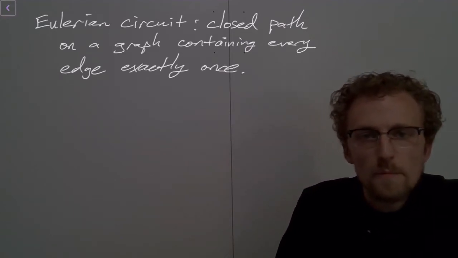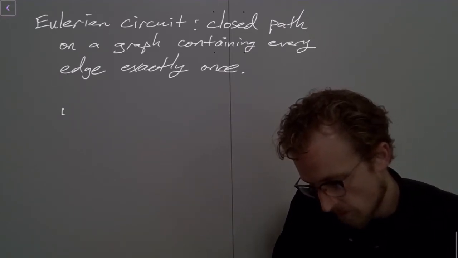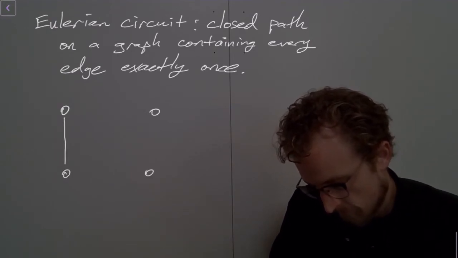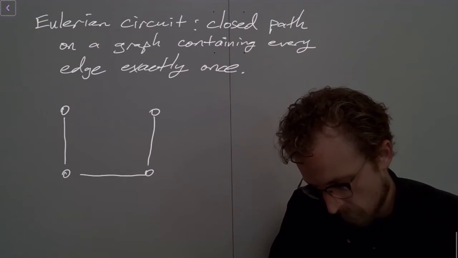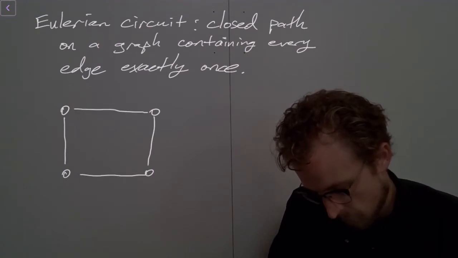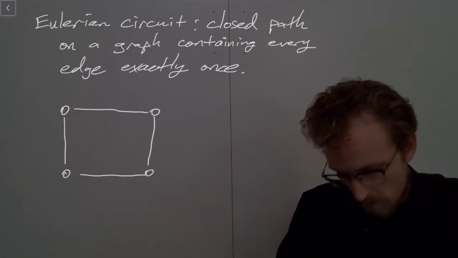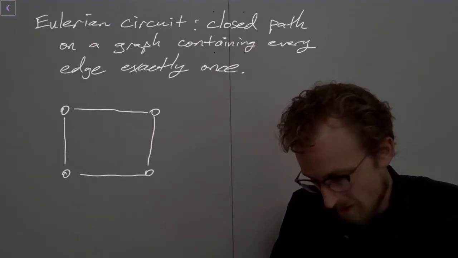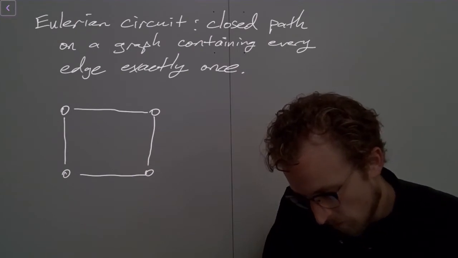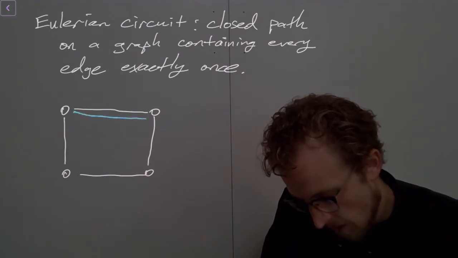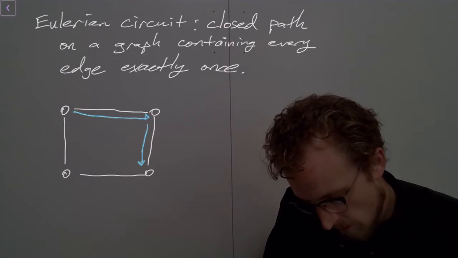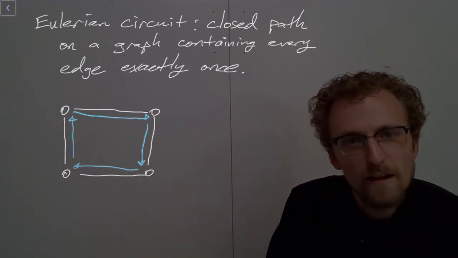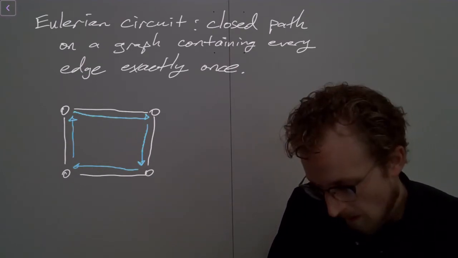So here's an example of an Eulerian circuit. Here's a graph. This is a ridiculously simple Eulerian circuit. The Eulerian circuit would be to start here, go there, then there, then there, then there. Okay, that's an Eulerian circuit.